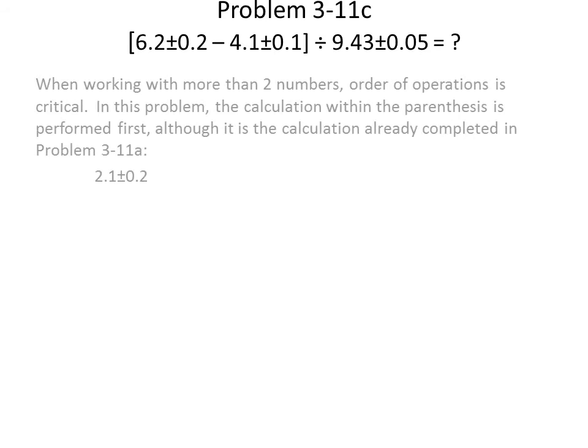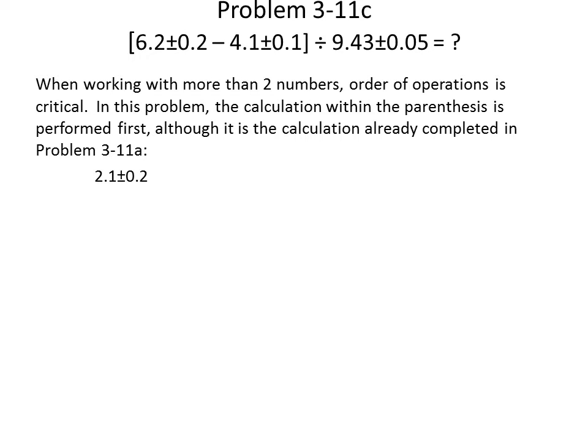Part C of problem 311 has mixed operations. First, there is a subtraction done within the parentheses, and then the difference is divided by another number. When working with more than two numbers, order of operations is critical. In this problem, the calculation within the parenthesis is performed first, although it is the calculation already completed in problem 311a. The answer is 2.1 plus or minus 0.